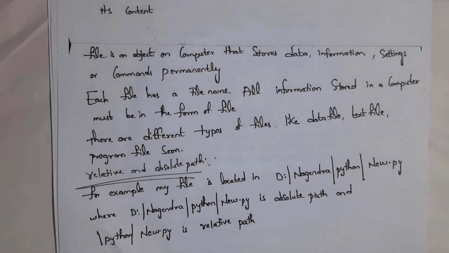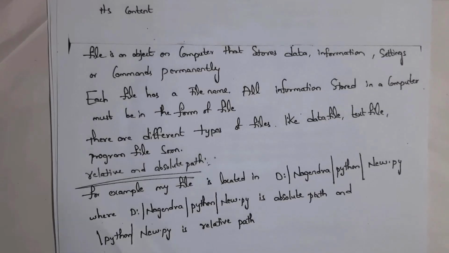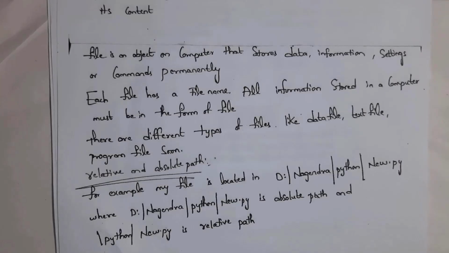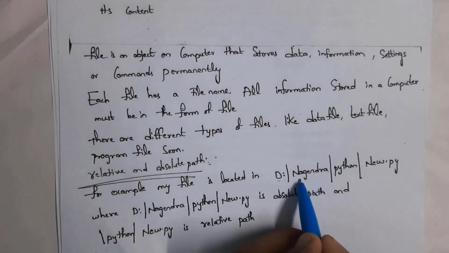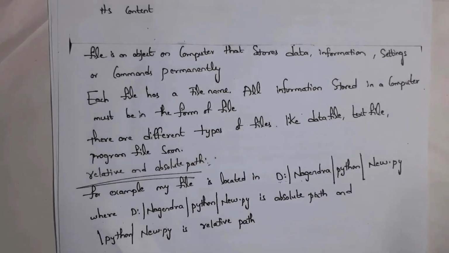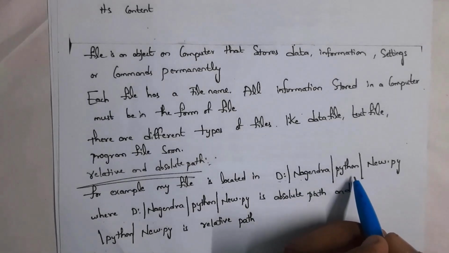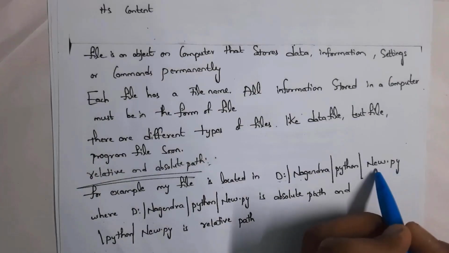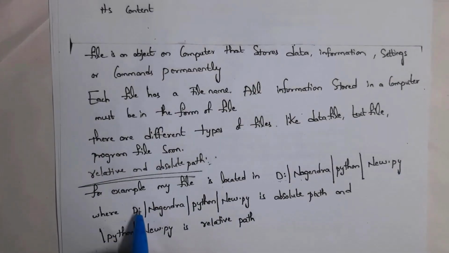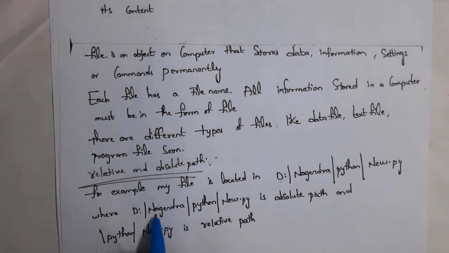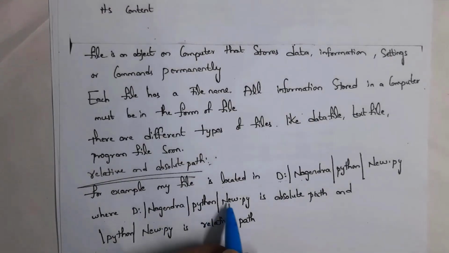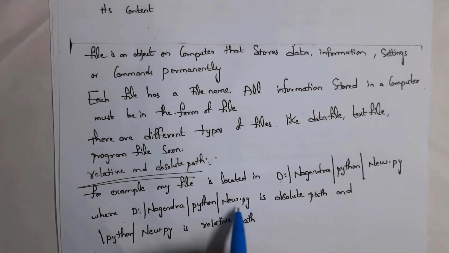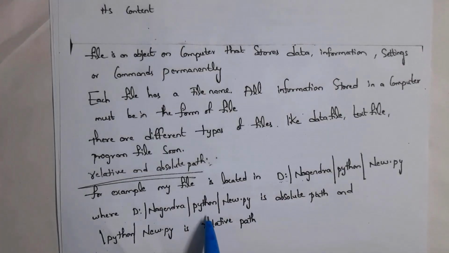Next I will explain what is relative path and absolute path. For example, my file is present in local disk D. And in local disk D, inside the Nagendra folder, there is a Python folder. And inside the Python folder, there is my file. That file name is new.py, where D:/Nagendra, which is a folder, /Python, which is a folder, /new.py. This is my file name. And this entire location is known as the absolute path.